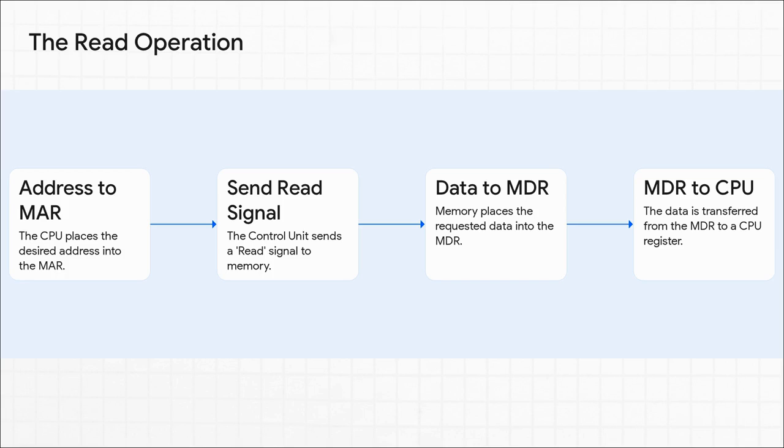Second, the read command gets sent out. Third, the memory zips to that address, grabs the data, and puts it on the front desk, the MDR. And finally, the CPU scoops up the data from the MDR. That's it. Simple, logical, and happens incredibly fast.